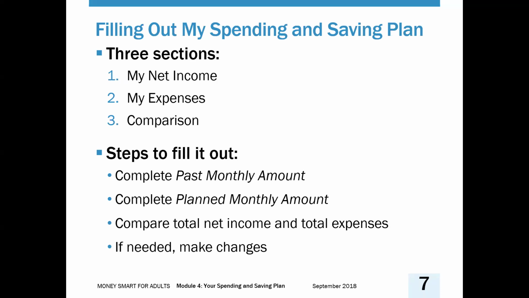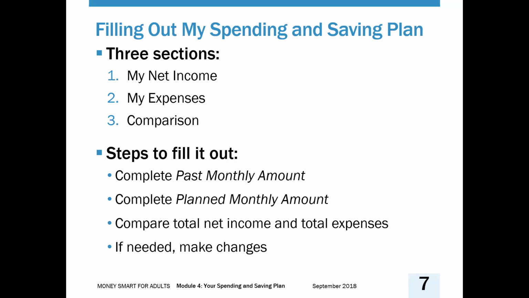So here's how you're going to fill it out. First, we're going to complete the past monthly amount column. We already talked about this, but what you're going to do specifically is record your net income and your expenses based on the past months. This will be most accurate if you have records reflecting at least 1 month of income and expenses.